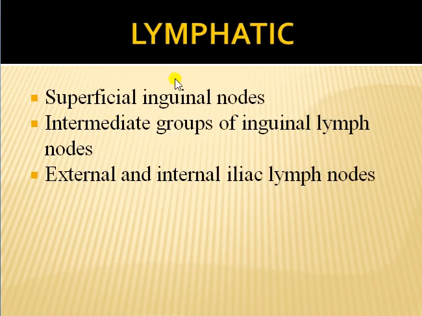Lymphatic. The lymphatic system is also distributed in the female reproductive system: the superficial inguinal nodes, intermediate groups of inguinal lymph nodes, and external and internal iliac lymph nodes. These lymph nodes collect the waste formed in the female reproductive system. You know already the lymphatic system collects waste material from the body. We already discussed it in first year.